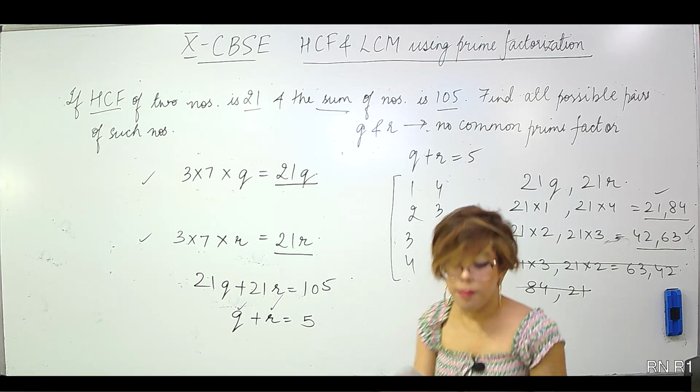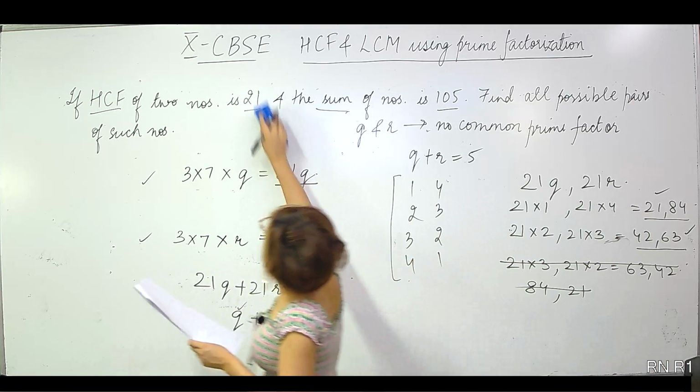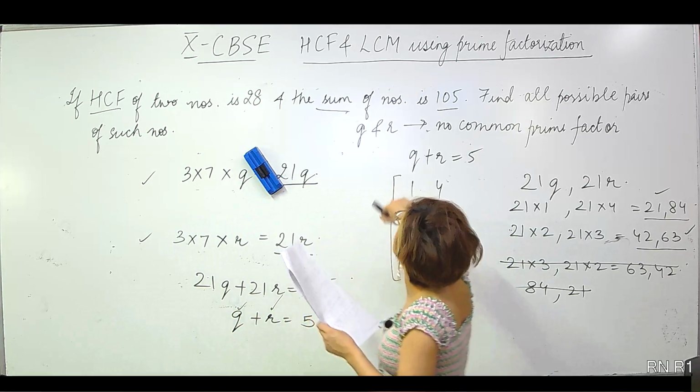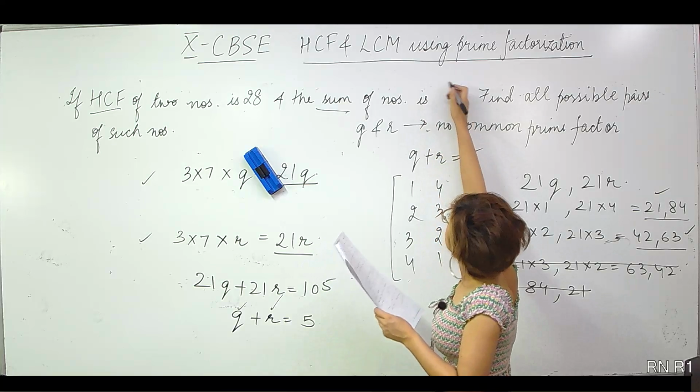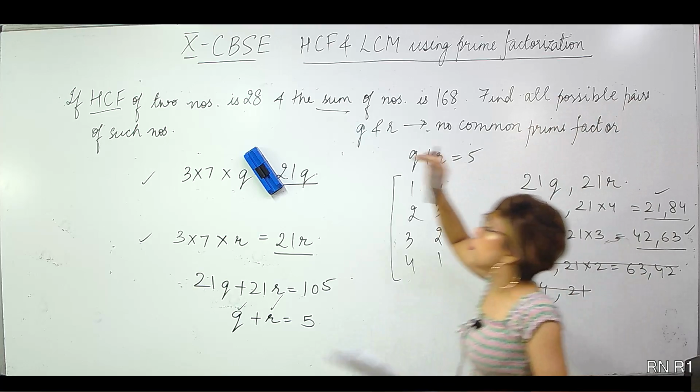Right? Okay. Write down the next one. If HCF of two numbers is 28 and their sum is 168, find all possible pairs of such numbers.